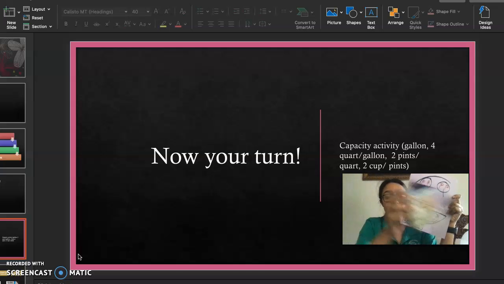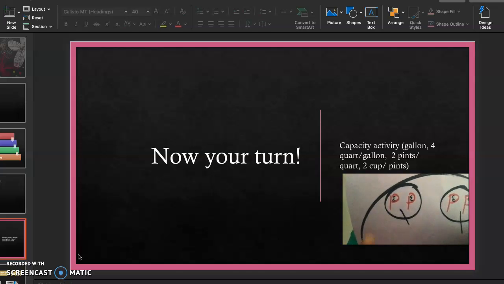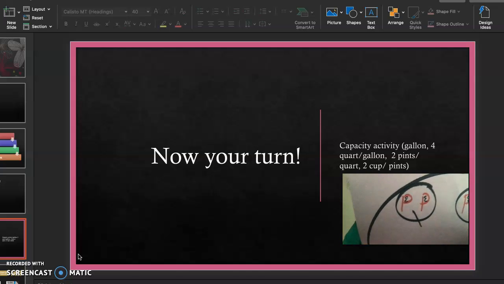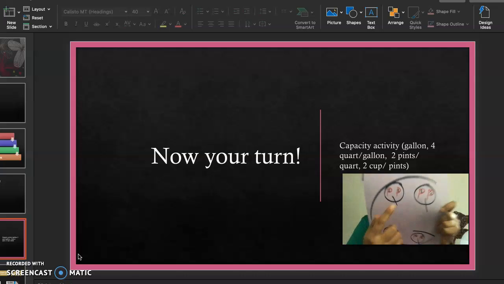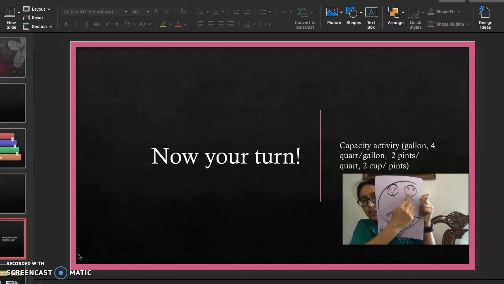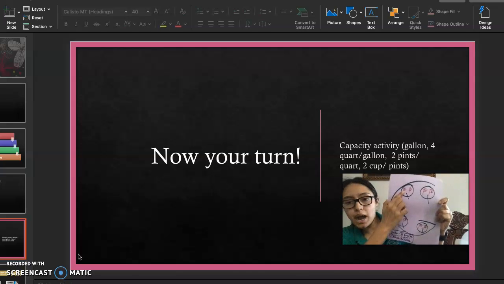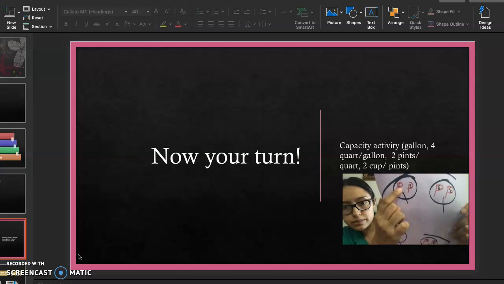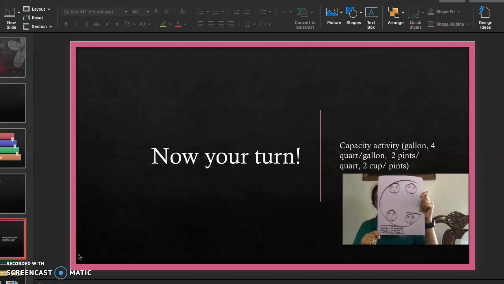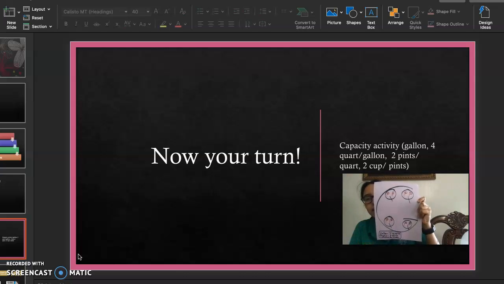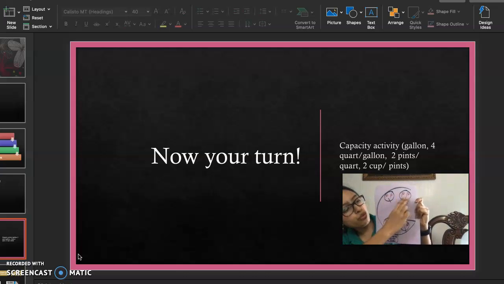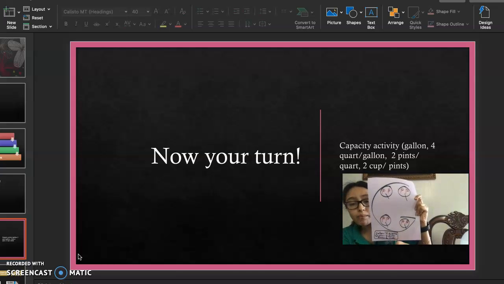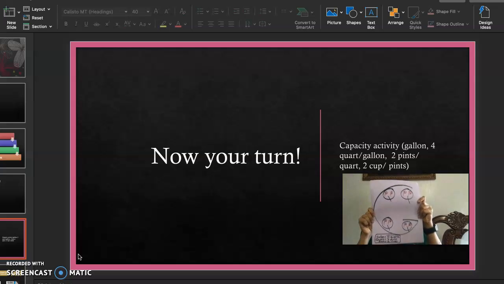And so how many cups in a pint? 2 cups. So then we wrote the letter C for cups in each P, because this is my gallon, this is a quart, that is a pint, and these are the cups. So how many quarts in a gallon? 4 quarts. How many pints in a gallon? 2, 4, 6, 8 pints. How many cups in a gallon? 2, 4, 6, 8, 10, 12, 14, 16. 16 cups in a gallon.